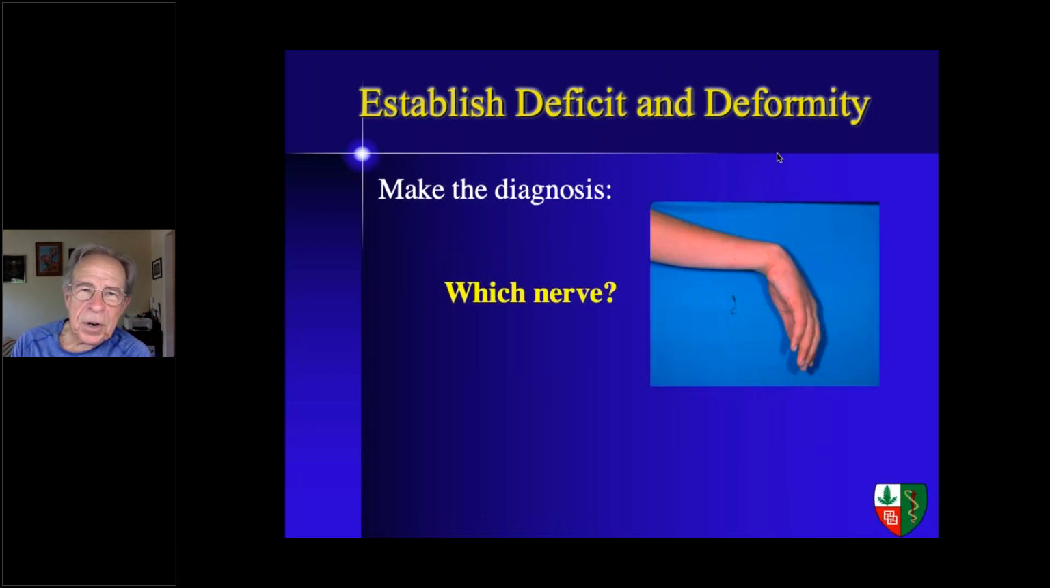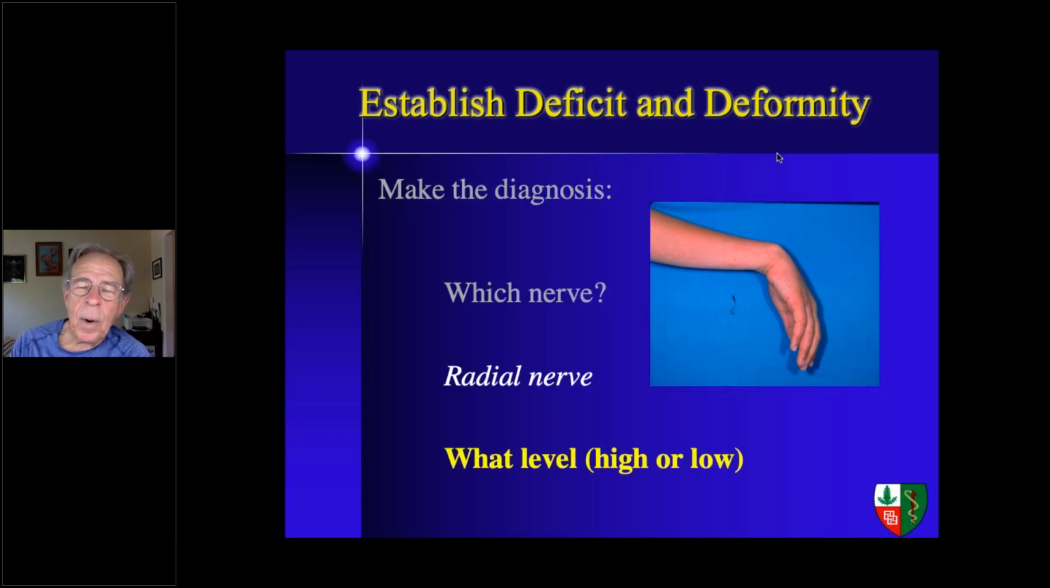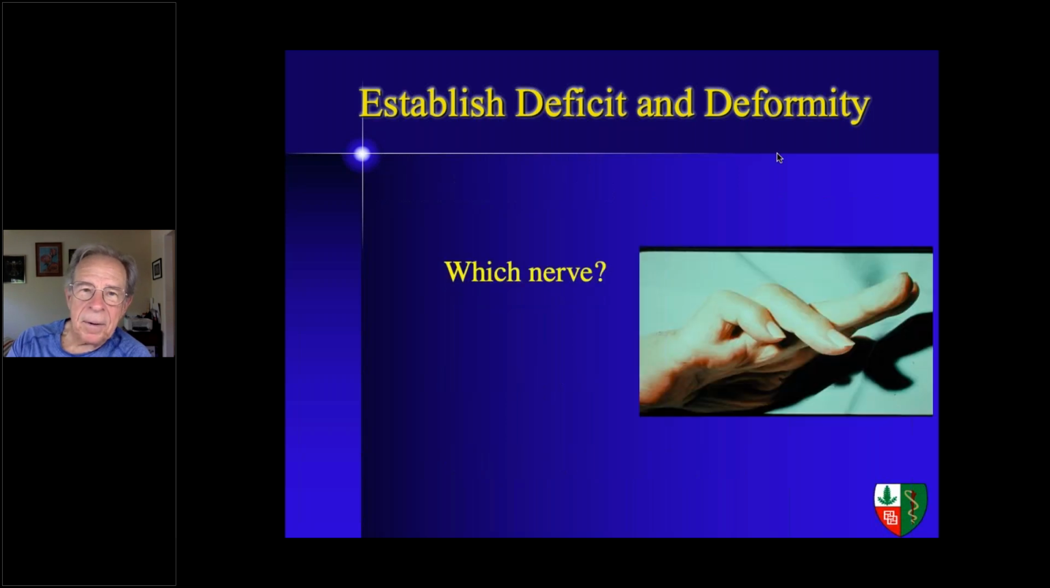So Matt, which nerve is out in this case? The radial nerve. Okay, very good. And what level? Is it a high injury or a low injury? I'm going to say it's a high injury. Okay, exactly right. It's a high injury, and we'll talk about why that is in a moment.